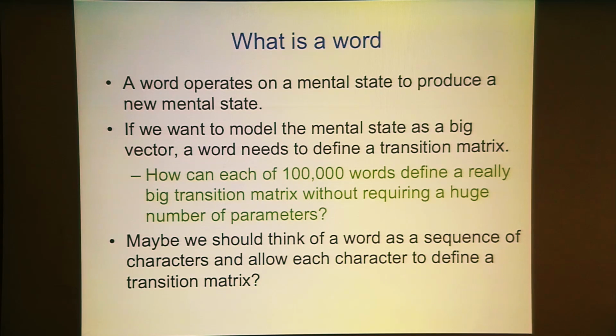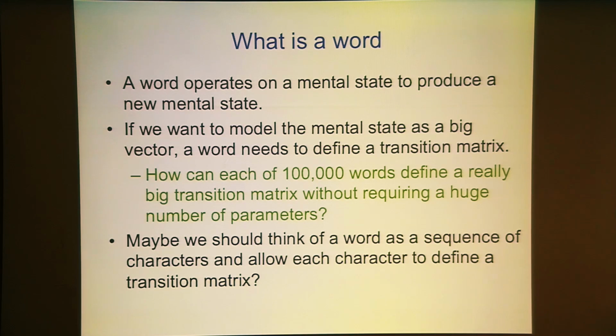And therefore, a word is something that operates on a mental state to produce a new mental state. And now we get the slippery little trick, which is, and what's more, your mental state is a vector and the word's a matrix and you operate on it linearly. That bit isn't so necessarily true. But we could try that.